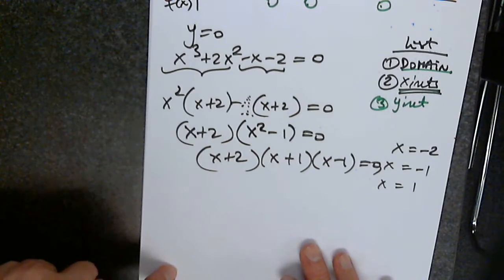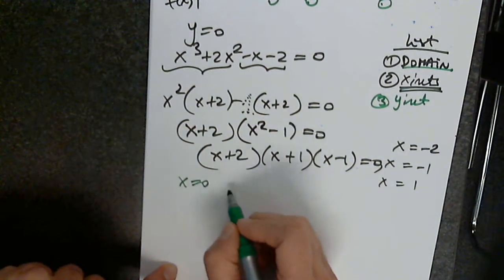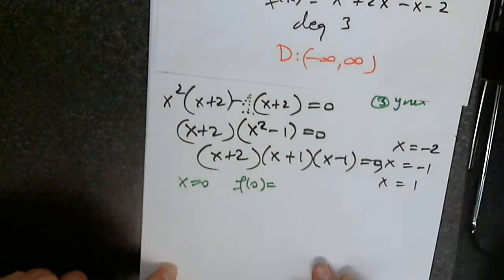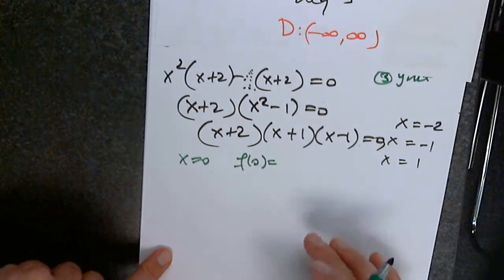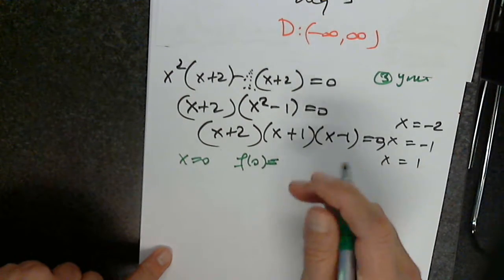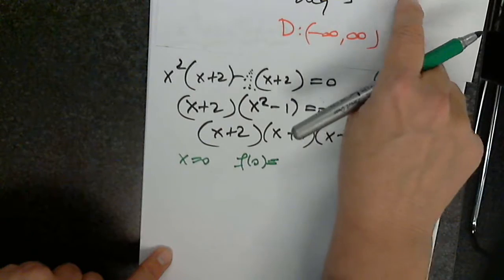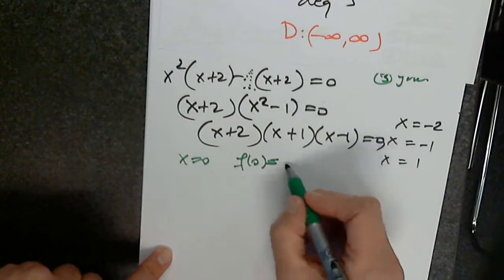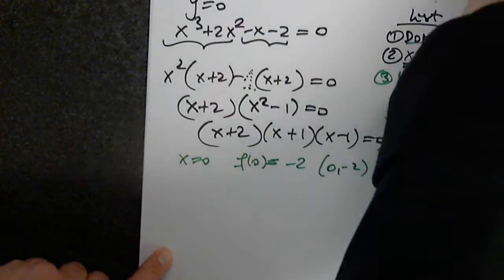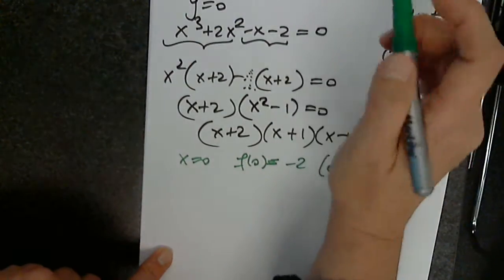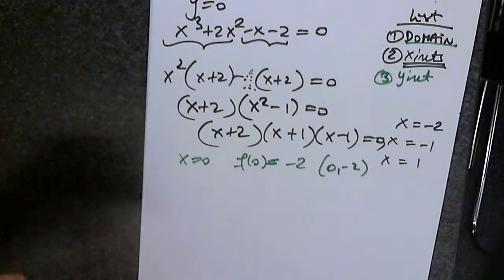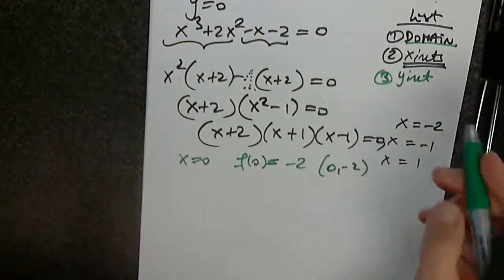Number 3, y-intercept. How do I get the y-intercept? X equals 0. So please plug in 0. And here's the function. What do you get? Zero, 0, 0, -2. So then 0, -2. I go back to my chart. What do I write under 0? -2 indeed. Okay. Step number 4.